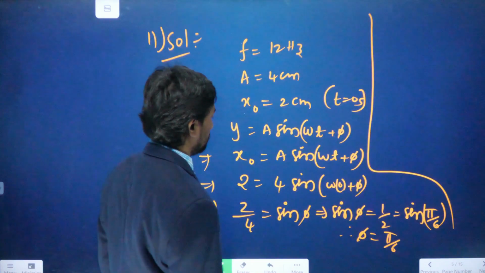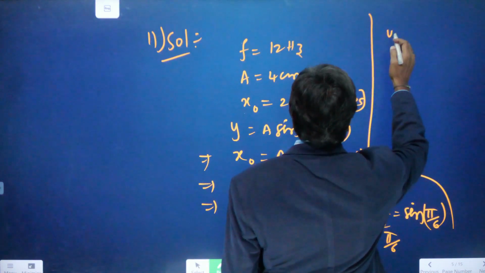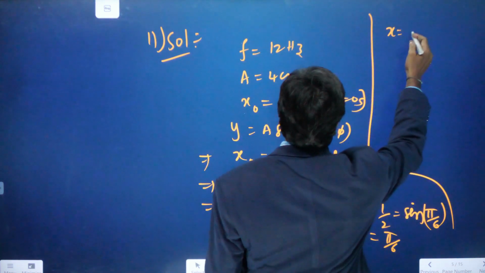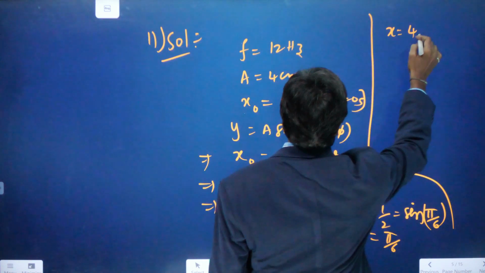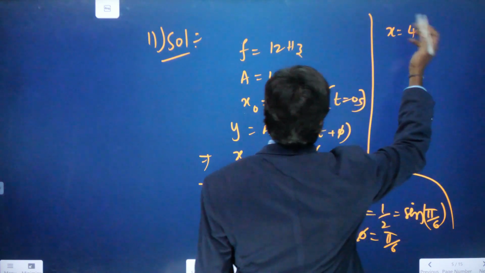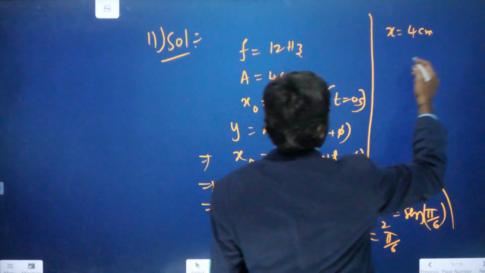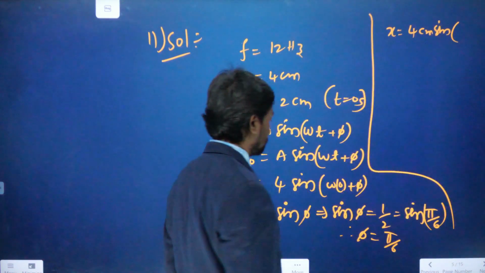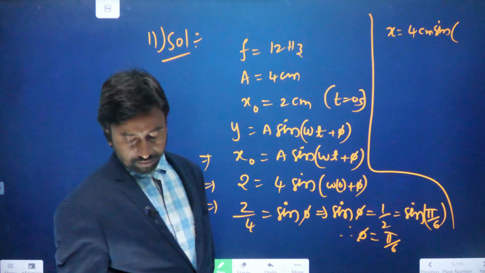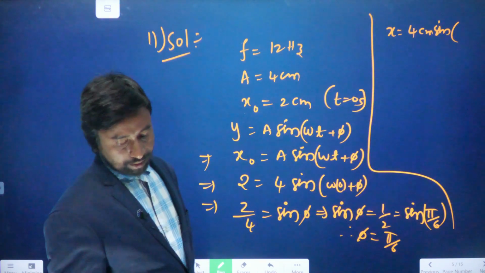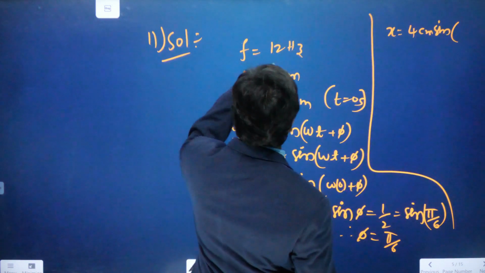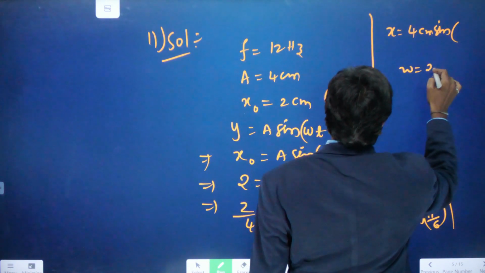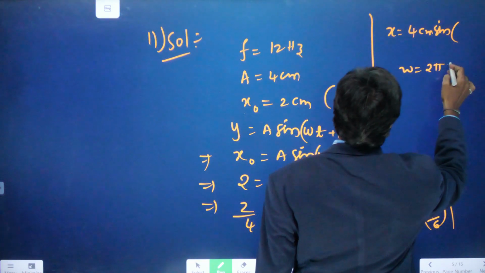So the equation we can write here: x is equal to a, the amplitude value, how much is there? 4 centimeters. If you convert that into meters, we can convert that into meter later. Then sine of omega t. Here omega value is given, and frequency is given there. So frequency is 12 hertz. Then omega t is nothing but what can we write there?